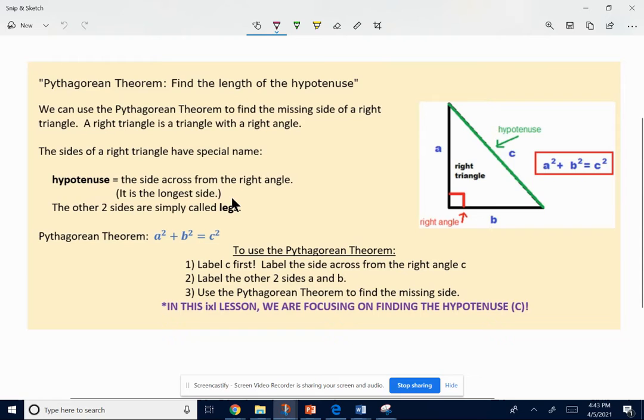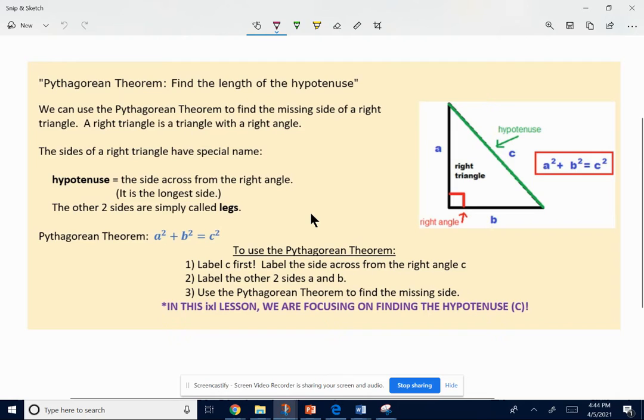The Pythagorean theorem formula is that a squared, one of the legs squared, plus the other leg squared is equal to the hypotenuse squared. A squared plus b squared equals c squared. An important thing about the Pythagorean theorem is that c, the hypotenuse, is always c. It's across from the right angle. Whenever you use the Pythagorean theorem, that's probably the most important thing to know: c is the side across from the right angle.